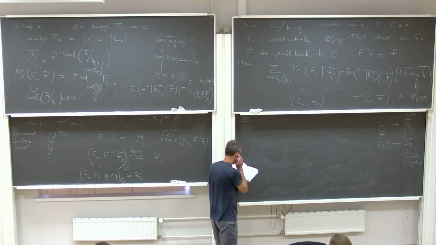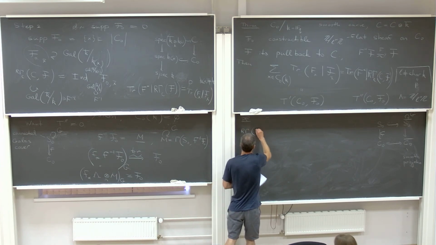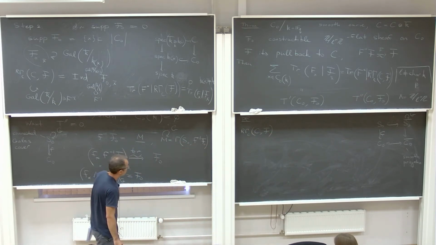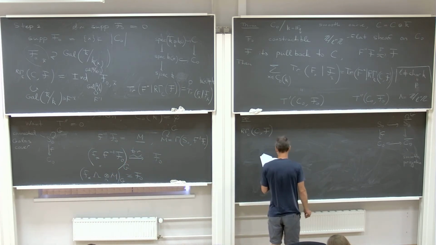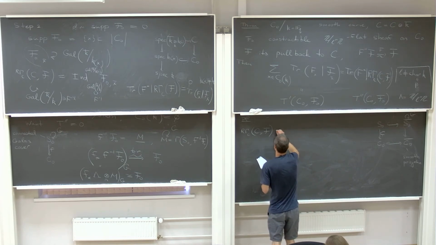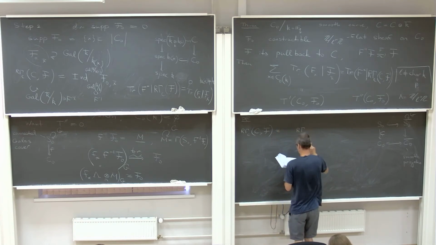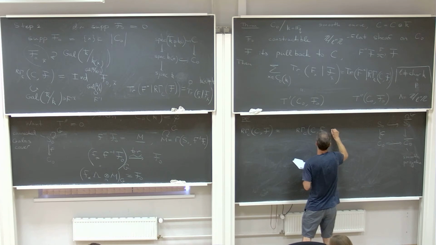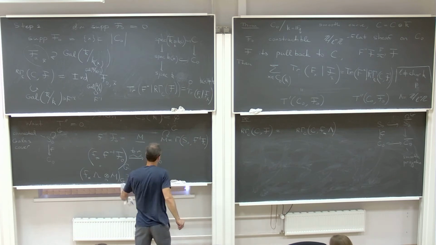Now let's do the computation. So let's compute R gamma of C with coefficients in F. And I want to use this formula. So that is how I want to write it. So I take R gamma with compact support of C with coefficients in rho star of the constant sheaf. Yes. Now I need to tensor it with M.